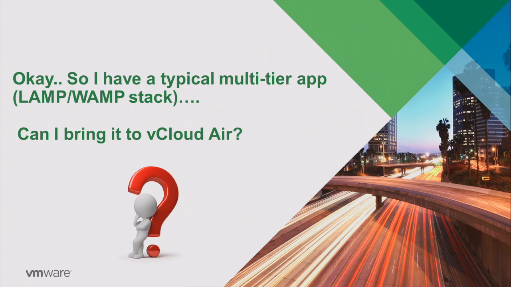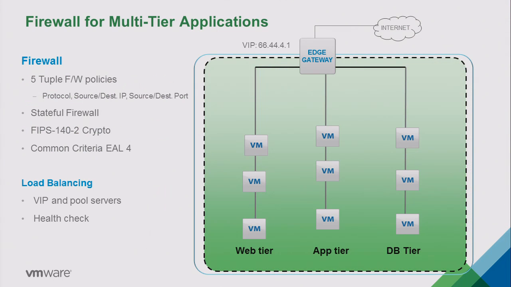The next, when we go to customers, we get this question that we have multi-tier applications, three-tier applications, and does vCloud Air have the networking and security capabilities to help support a multi-tier application on vCloud Air? So as David mentioned, when you get a cloud instance, we automatically give you an edge gateway with the cloud instance. And let's take this example over here, right? So there's a 3-tier setup, web tier, application tier, and a DB tier, 3 networks.